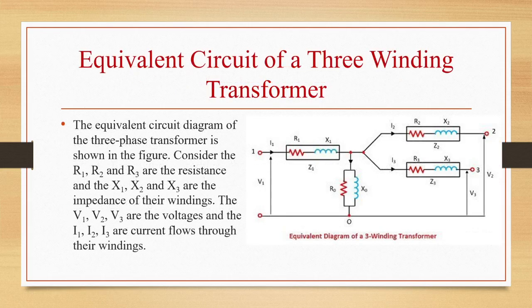This is the equivalent circuit of a three winding transformer. So the equivalent circuit of a three winding transformer is shown here. R1, R2, R3 are the resistances. X1, X2, X3 are the reactances. V1, V2, V3 are the voltages. I1, I2, I3 are the currents flowing through the windings. The no load equivalent circuit diagram is also shown here. R0, X0. Okay.